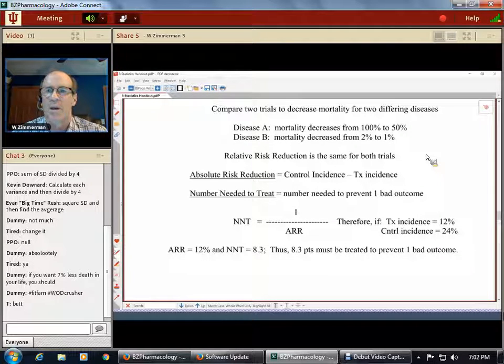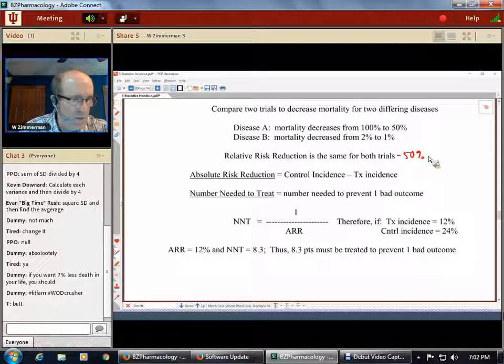Disease A. Mortality with this new treatment decreases from 100% to 50%. Disease B, mortality decreased from 2% to 1%. It's different diseases. But note that relative risk reduction is the same for both trials. It's 50%. Therefore, you might think these treatments are of equal value, but they're not. And therefore, what we need to look at is what's the absolute risk reduction?